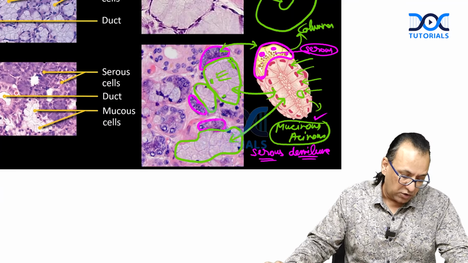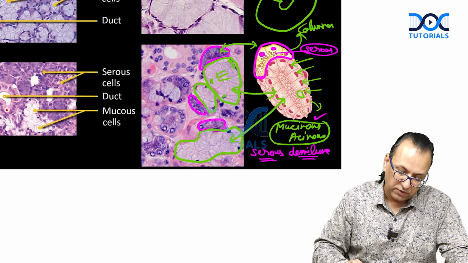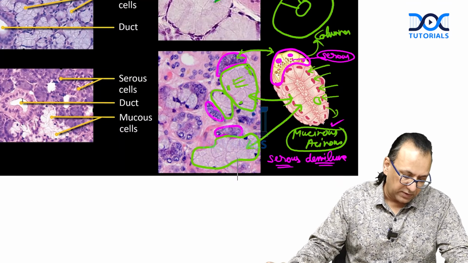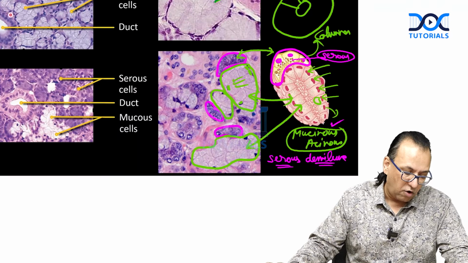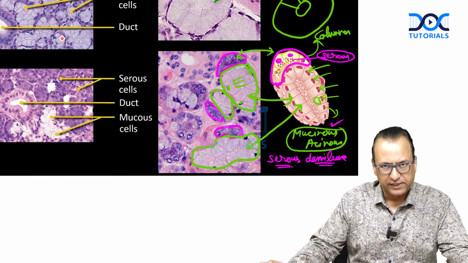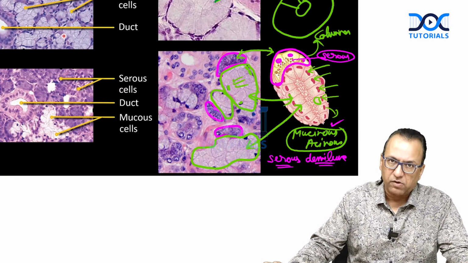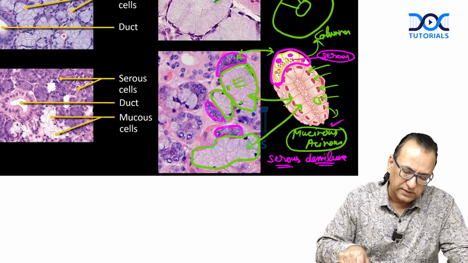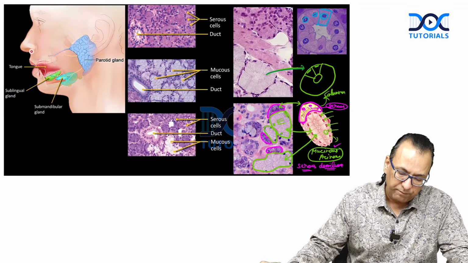One more thing, do you look at the duct here, the duct of the salivary gland? When you compare the duct of the salivary gland, may it be the submandibular salivary gland, or maybe the duct of the mucinous salivary gland, which is obviously the sublingual salivary gland, or maybe the duct of the parotid salivary gland.